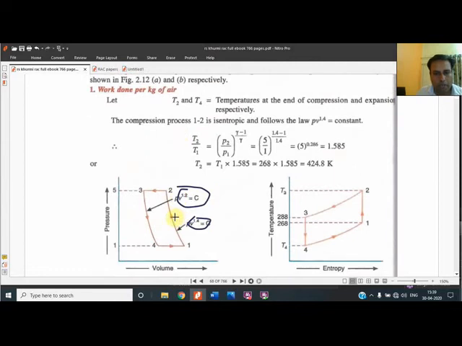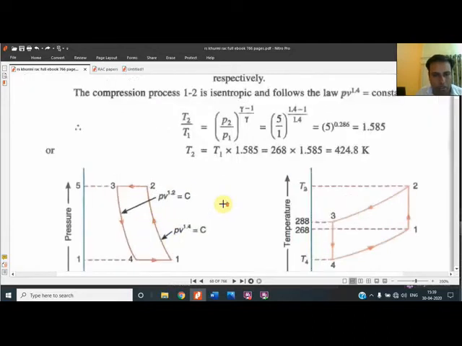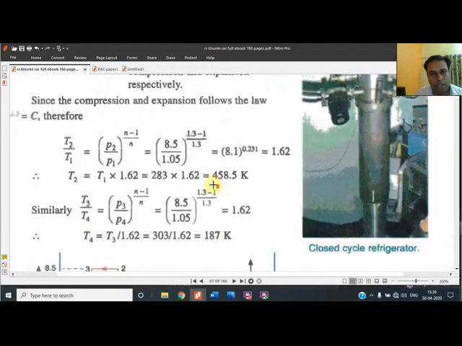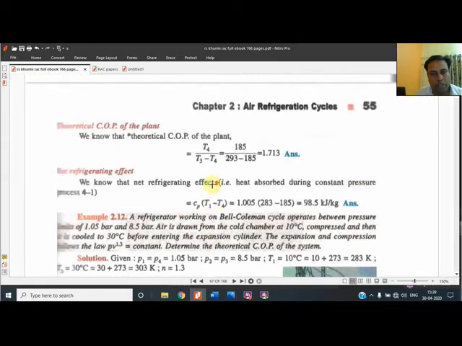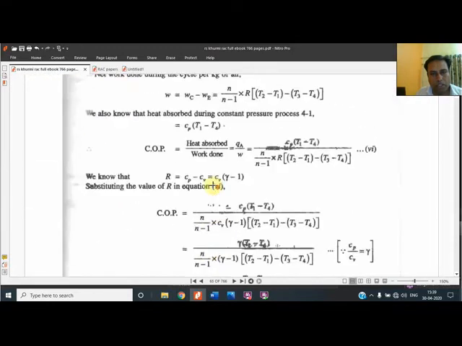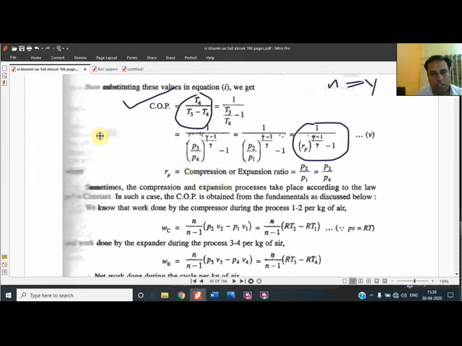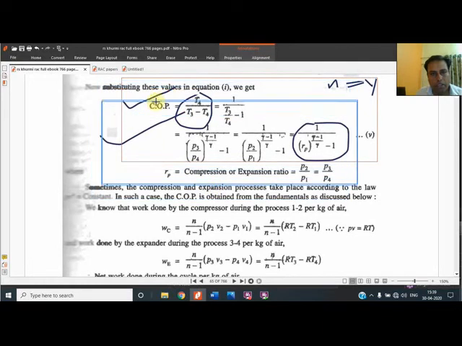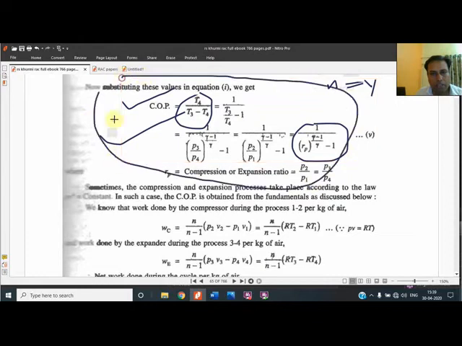Now, in the case where expansion and compression take place by different laws, means for expansion the rule is different and for compression the rule is also different, means the index is different. For this it is 1.4 and for this it is 1.2. Then instead of using the second formula which I have told you, we'll use the derivation steps of the second formula. The first formula I have told you is a simple formula.